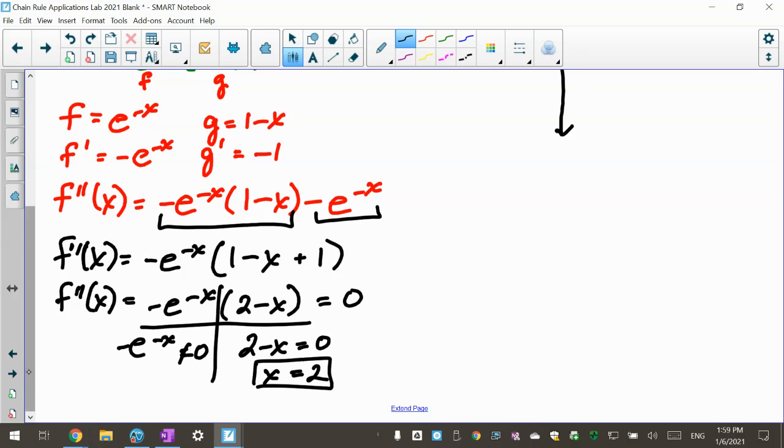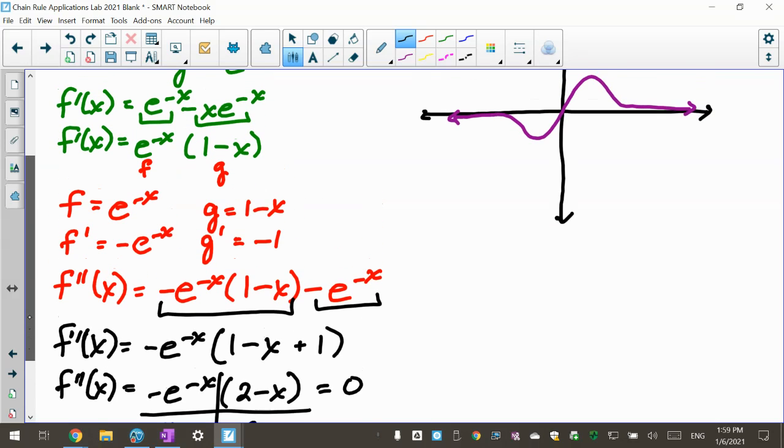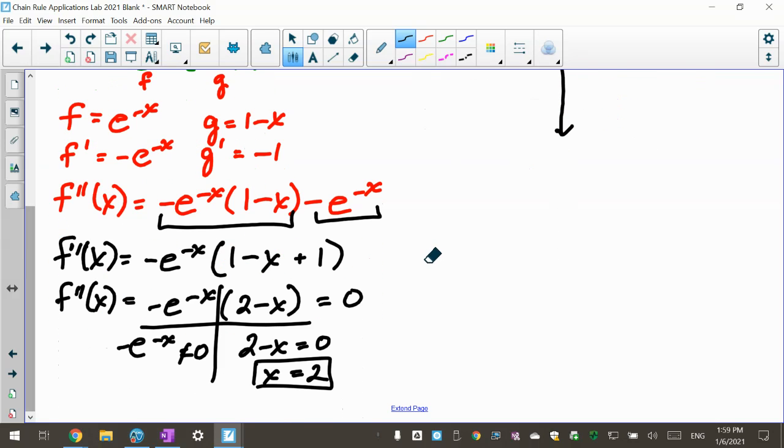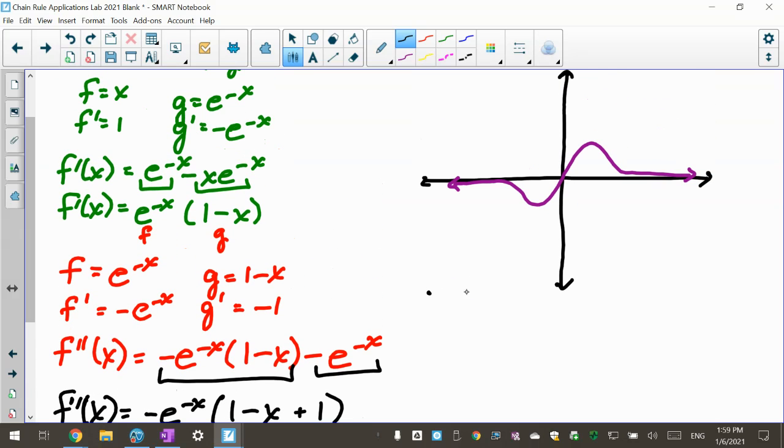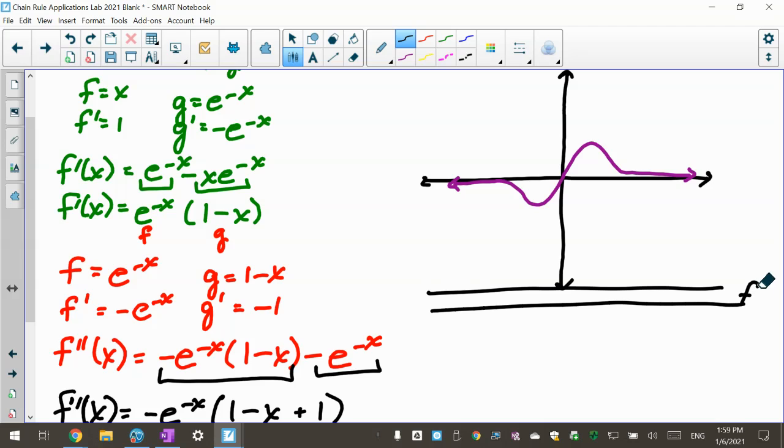All right. So I'm actually going to come up on my graph here. I found x is 2. I'm going to do my f double prime bar. And at 2, about in here, I see where the change in concavity is happening. It's not perfect up, but it looks like right in here, 2 is going to be where it is.